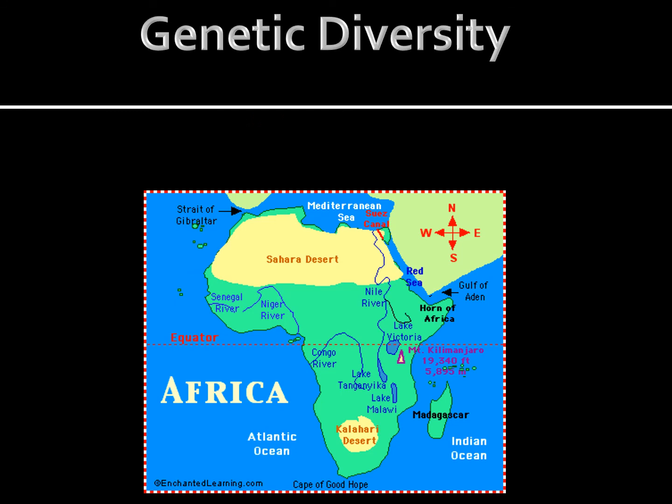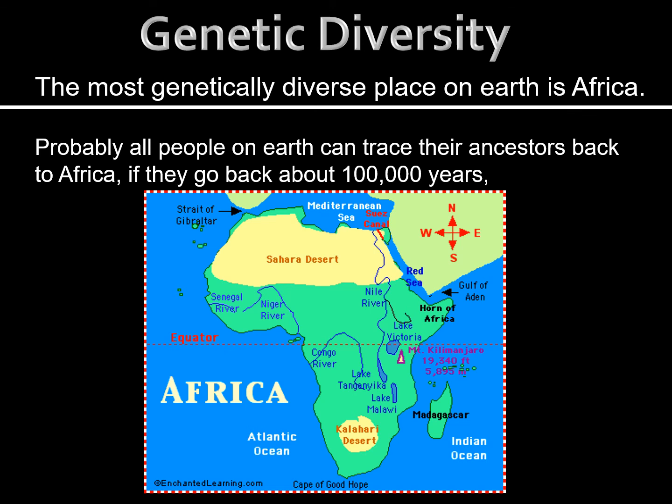The most genetically diverse place on the planet is Africa, which makes a lot of sense, because if we all trace our ancestry back to Africa at around 100 to 200,000 years ago, that would mean that Africa is the area in which humans have existed the longest. It's the area in which we have bred the longest. So it makes sense that we would find the most genetic diversity between human populations there.